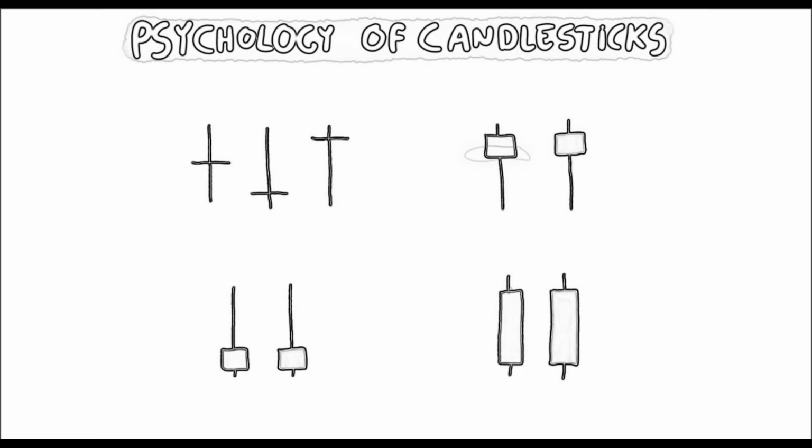It opened around here, closed around here, yet bears managed to push all the way down here. So what is it saying to us? That there is a lot of sell intent accumulated. So maybe the bulls won the battle, but it's not likely. Maybe they cannot win the war. That's what we need to learn to spot, okay?